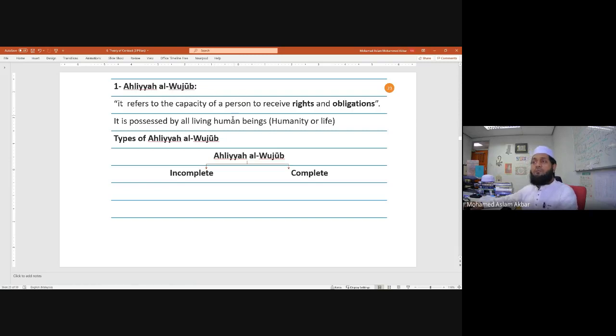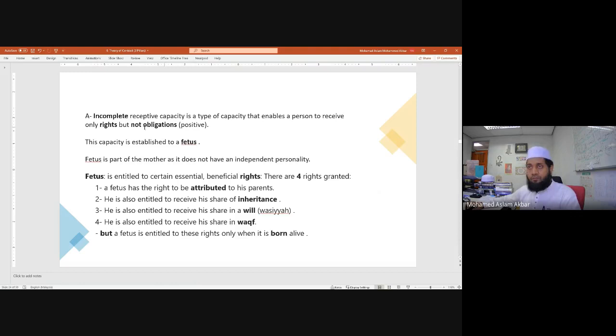So we talked about Ahliya al-Wujub. It refers to the capacity of a person to receive rights and obligations. Then you have incomplete and complete. We are going to discuss the incomplete first. Incomplete receptive capacity is a type of capacity that enables a person to receive only rights but not obligations. The example is the fetus. Capacity is established for a fetus. A fetus is part of the mother as it does not have an independent personality.